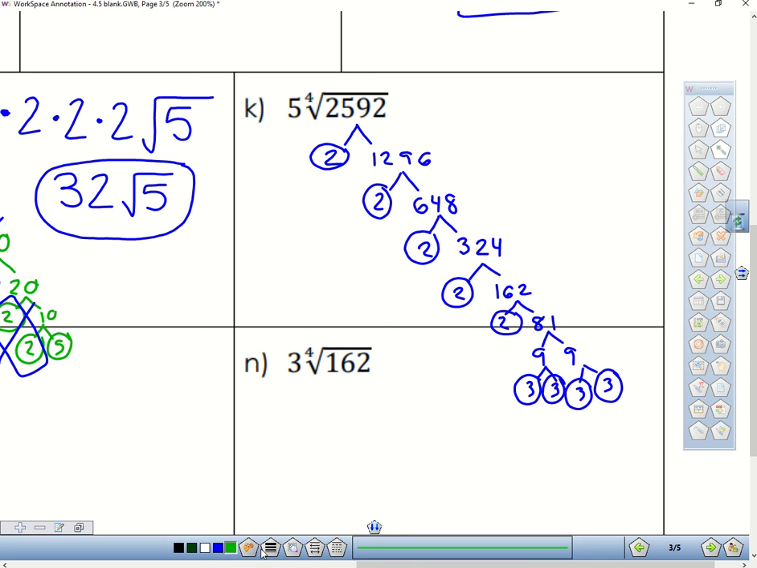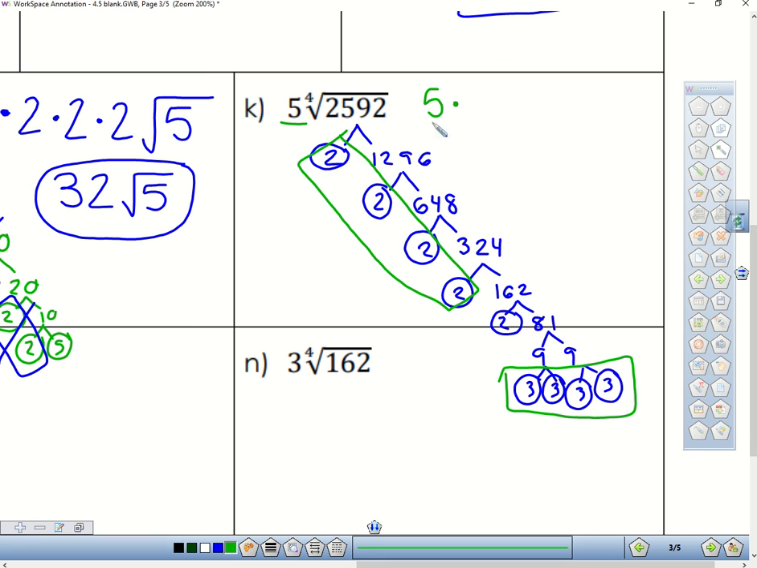So we're going to pair up things. But what are we pairing them up in groups of, based on our index? 4. So we have a group of 4 right here. And then we have a group of the 4 3's right here. You guys see that? We have 2 groups of 4. So anything that gets grouped up in the grouping that we have gets to leave the radical. However, we have this 5 on the outside, so don't forget, anything we get is going to be multiplied by that 5.